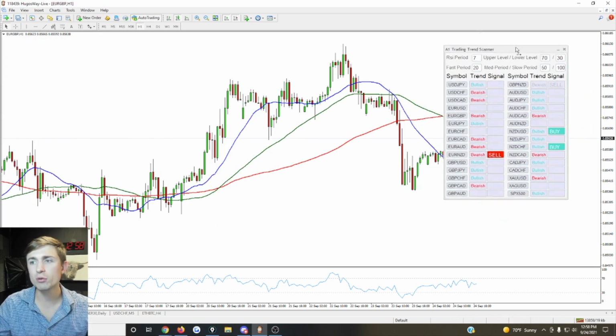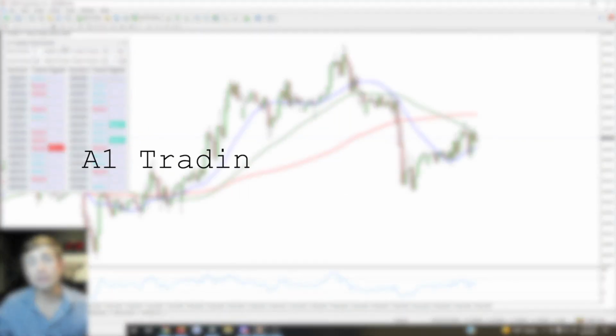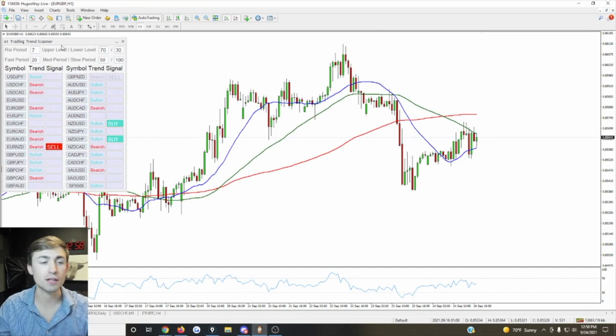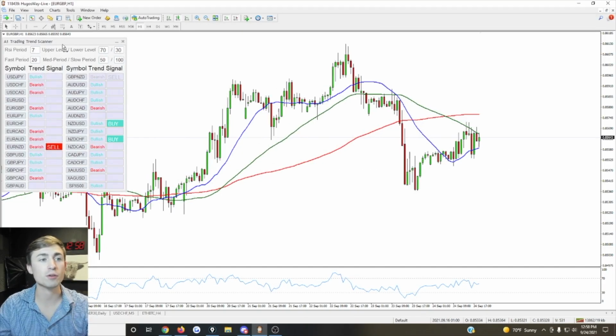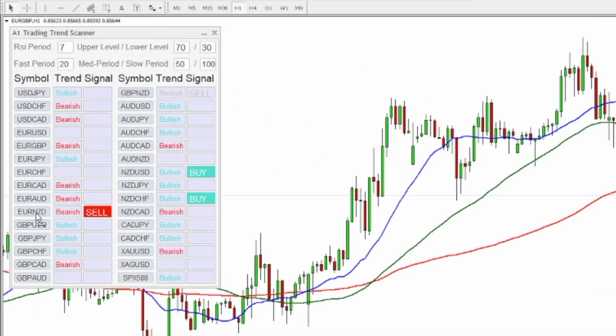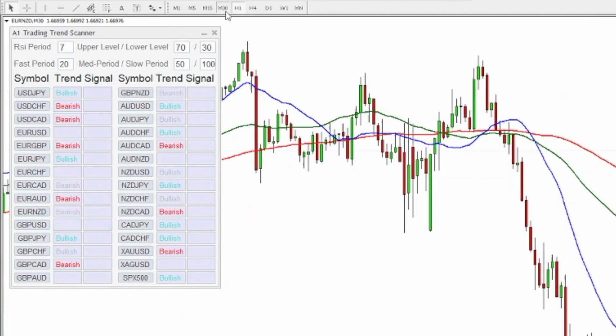The next thing I want to show you, of course, is the A1 trend scanner. I am a trend trader, so I am constantly using the A1 trend scanner, which is a tool that our team put together, developed for Metatrader 4. If you're using Metatrader 4 and you are interested in using this tool, what this thing does is it basically helps find trend trading setups that are occurring in the markets on any time frame.